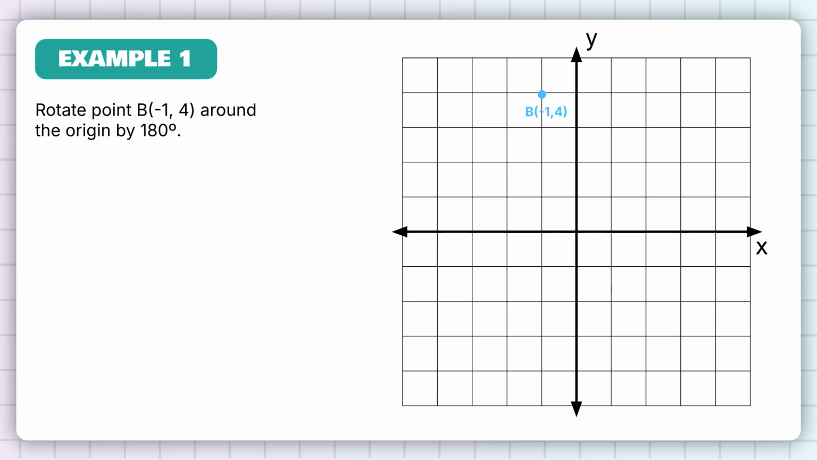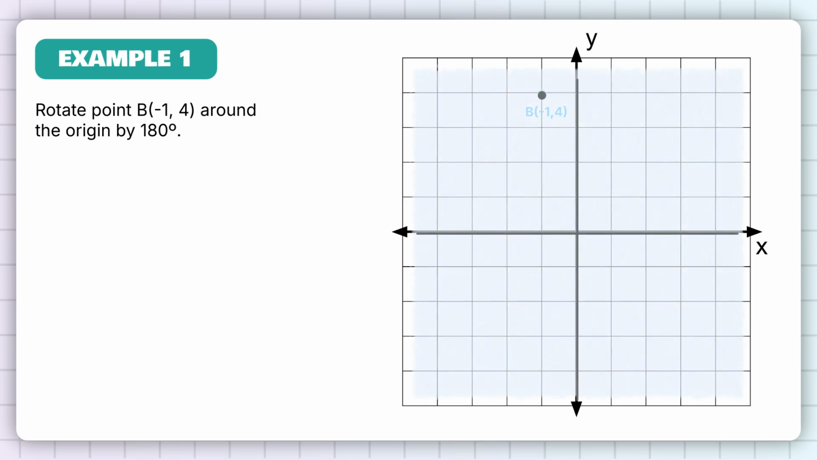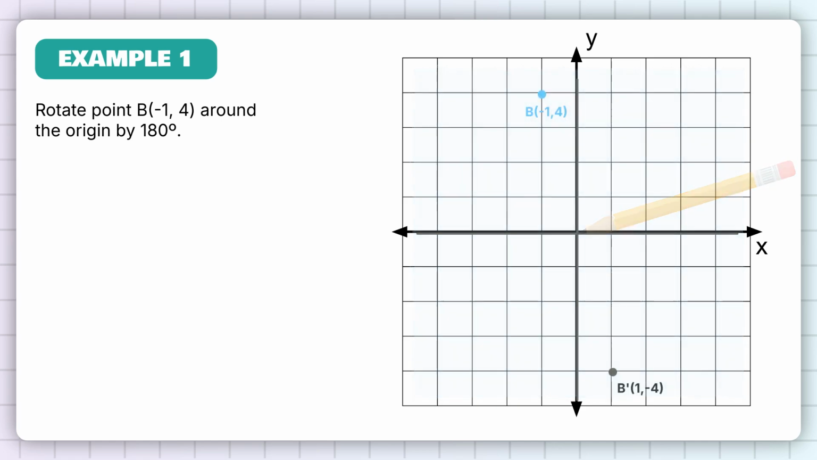Let's try a few more examples. First, rotate point B around the origin by 180 degrees. Pause this video and try this out. First, trace point B and the coordinate axes on the tracing paper. Place your pencil at the origin and rotate the tracing paper by 180 degrees. The new coordinates of point B will be (1, -4). Notice that it doesn't matter whether we rotate clockwise or anti-clockwise here because the angle of rotation is 180 degrees, so we get the same result both ways.